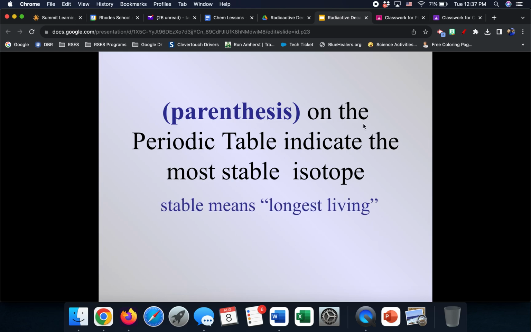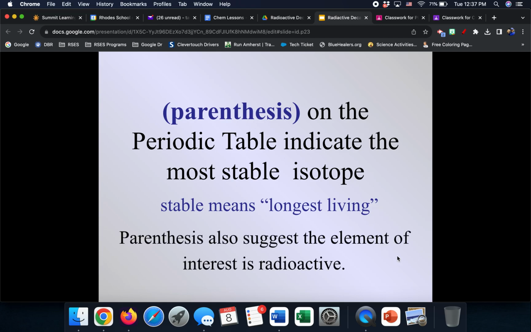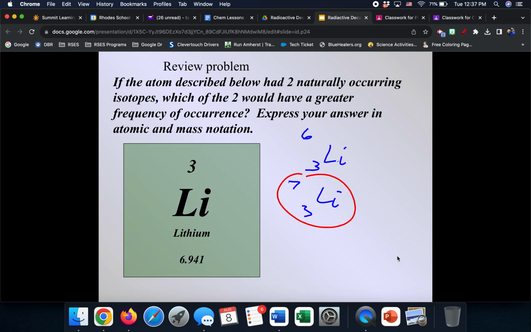If you see parentheses on the periodic table, it's going to show the most stable isotope, meaning the isotope that's going to live the longest. And it's also going to tell you something we'll learn in our next slideshow.